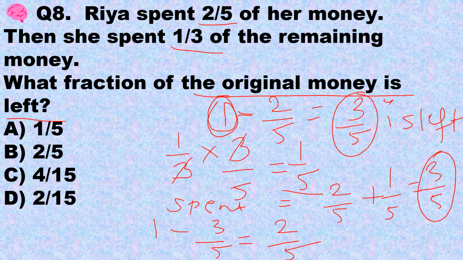Next, she spent 1/3 of the remaining money. She is not spending 1/3 from the original. From this 3 by 5th which is left, from that she is spending 1/3. So how much is left? She is left with 1/5. Okay, so total how much money she spent? She spent 2 by 5th plus 1 by 5th that we get from here. So total she spent 3 by 5. Now we have to calculate how much original money is left. So original money was 1. So 1 minus 3 by 5. So the answer is option B.